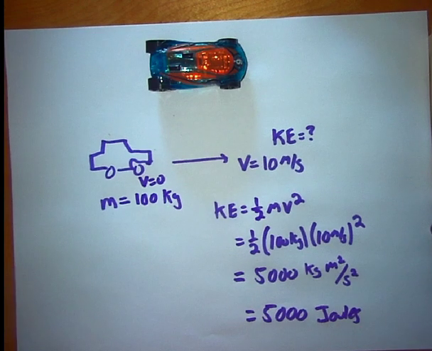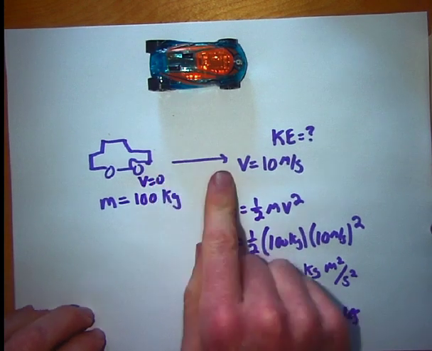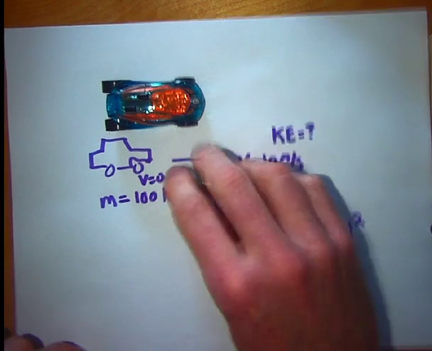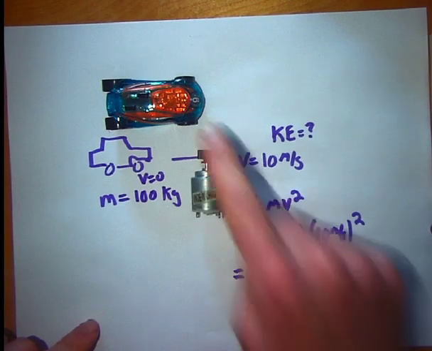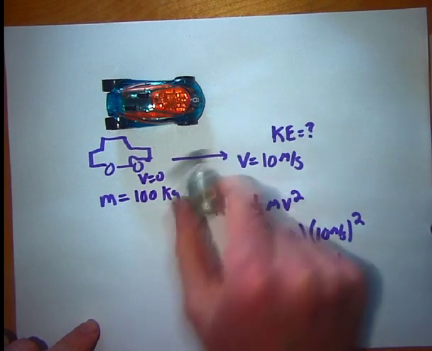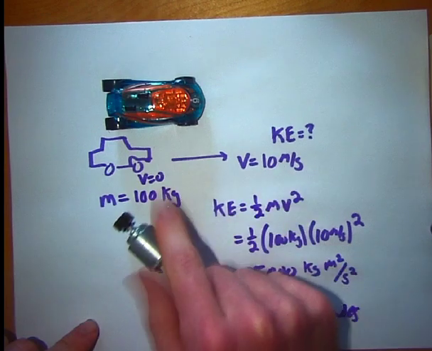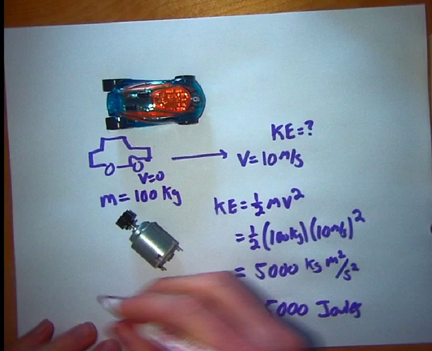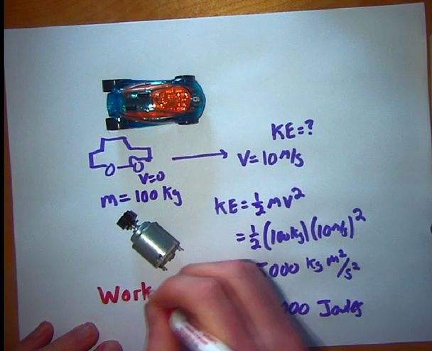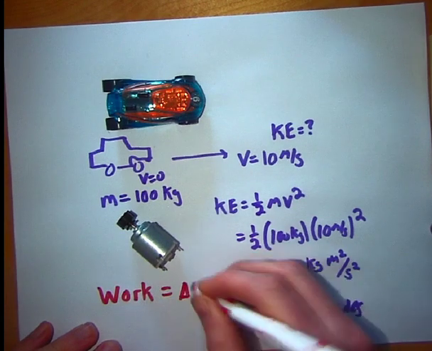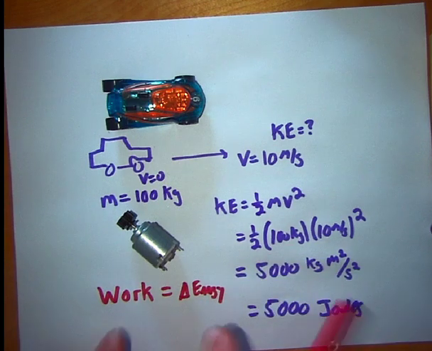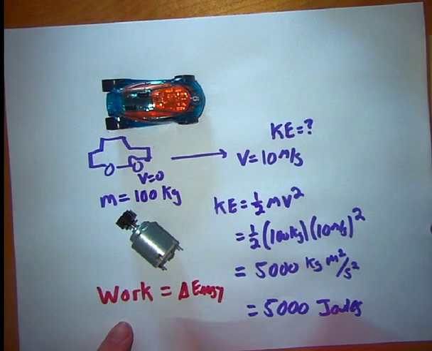Same thing here. Something had to do work in order to make the car speed up. This time it wasn't necessarily a person that did it, but there's some sort of engine or motor inside the car, and that motor did work in order to increase the speed of the car from 0 to 10 meters per second. So there's work being done here. Anytime you have a change in energy, there's going to be work being done. Work is change in energy. Right? So the change in energy was 5,000 joules, so there was 5,000 joules of work done on the car.